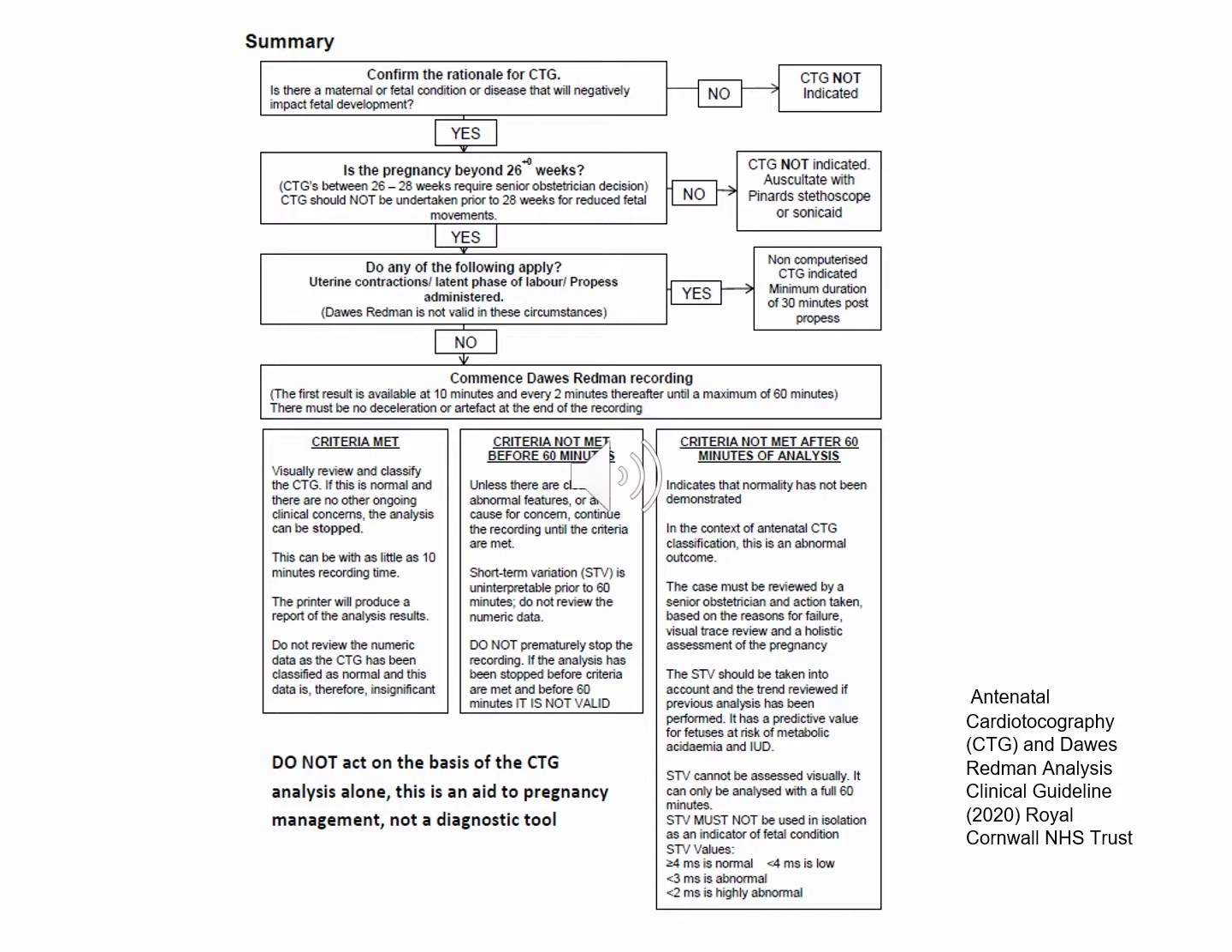So once we've confirmed the indication of a computerized CTG, we commence the Dawes-Redman recording. We start a CTG in line with the process that has been described before, and we input the gestational age and start the analysis. Once the analysis is started, there are 3 pathways that it will follow, and these will be described in the subsequent slides. Either the criteria is met, or the criteria is not met but it's less than 60 minutes, or the criteria is not met after 60 minutes.